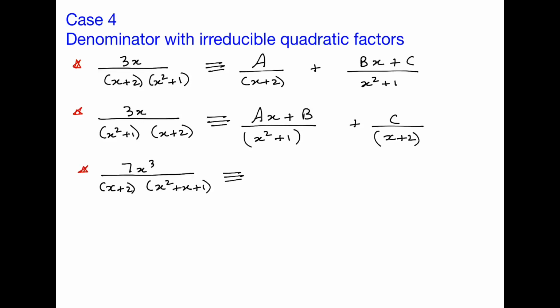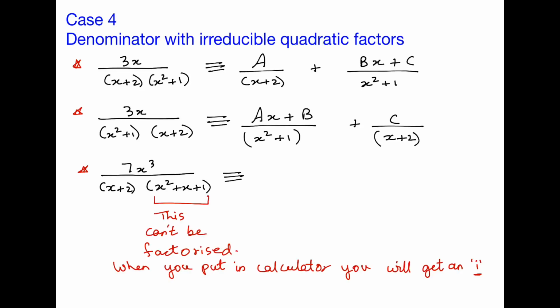For example, here in the numerator, x has the power of 3. If you expand this, you are going to also get x to the power of 3. So it is a case of improper fraction. You will have to divide and find the quotient and the remainder. What do you notice here? This is a quadratic equation, but it cannot be factorized. When you put it in the calculator, you will get an i. That tells us that it is a case of irreducible quadratic factor.